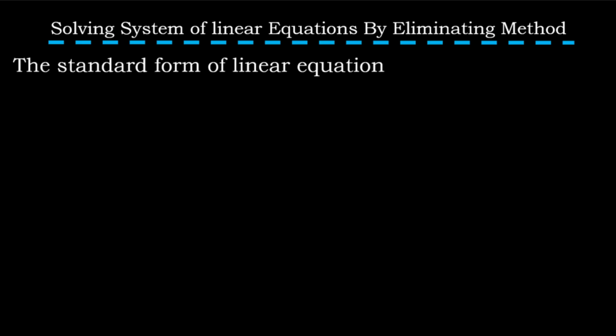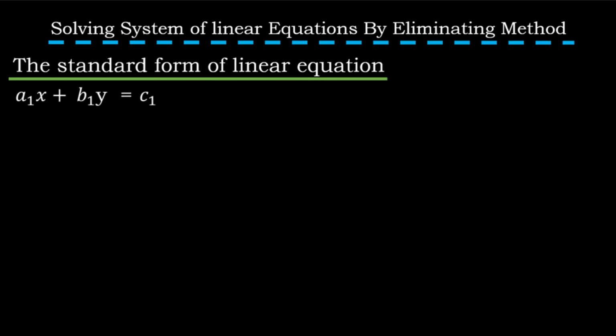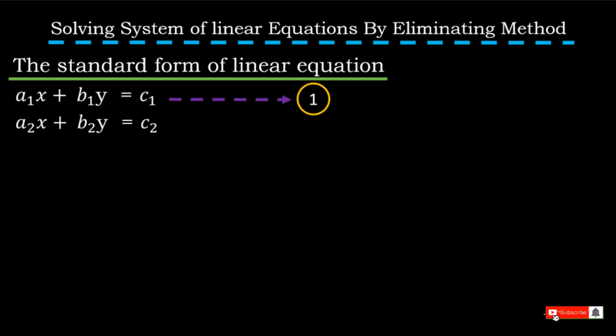We studied before the standard form of linear equations. The first equation, a sub 1 x plus b sub 1 y equals c sub 1. The second equation, a sub 2 x plus b sub 2 y equals c sub 2. How can we solve the two equations, or the system of linear equations, by using the eliminating method?